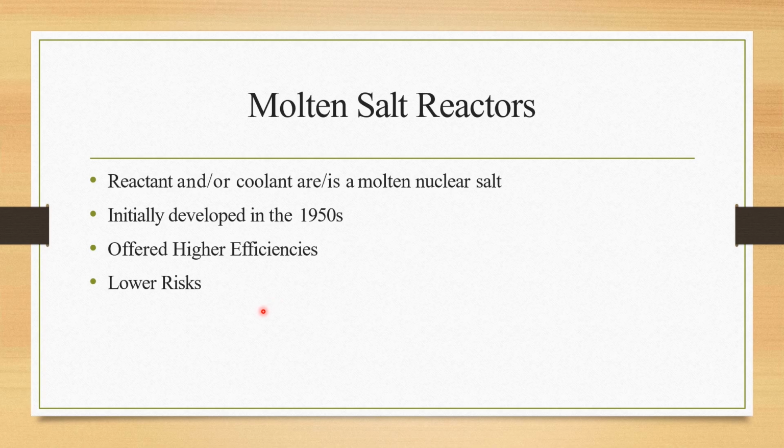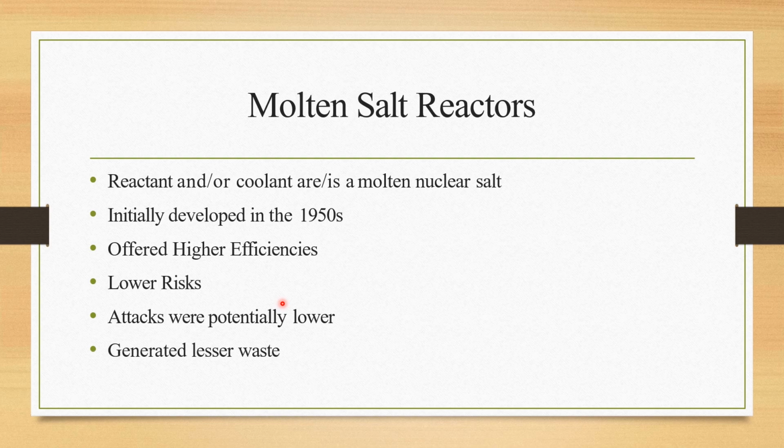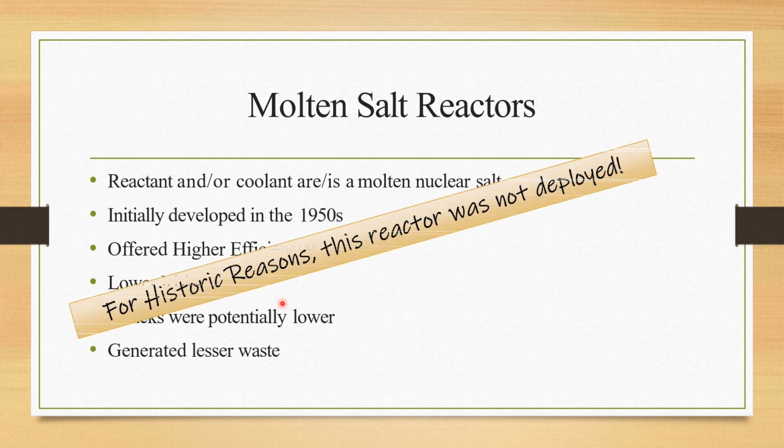There were lower risks because, since everything was molten, things could be controlled very easily if something went wrong. The attacks would have been potentially lower because an attack meant that the entire molten salt would start flowing. So the attacks would have been potentially lower and it would have generated less waste. However, for historic reasons, this reactor was never deployed.